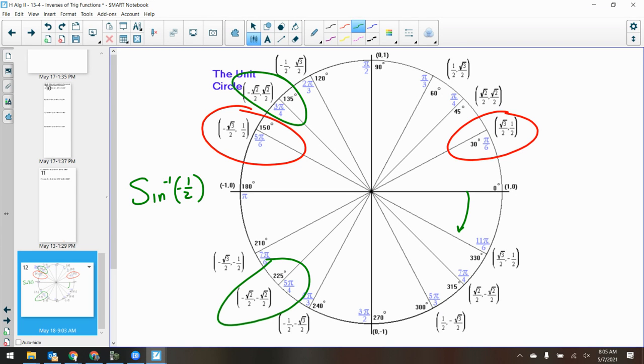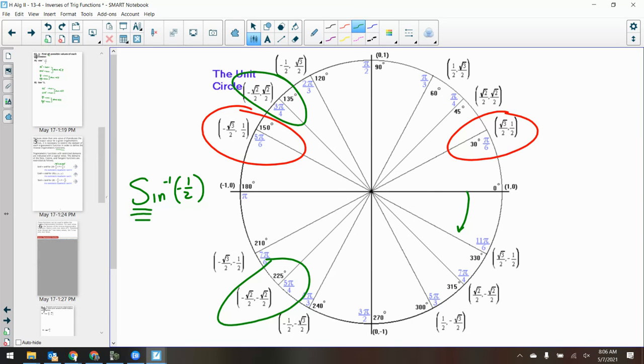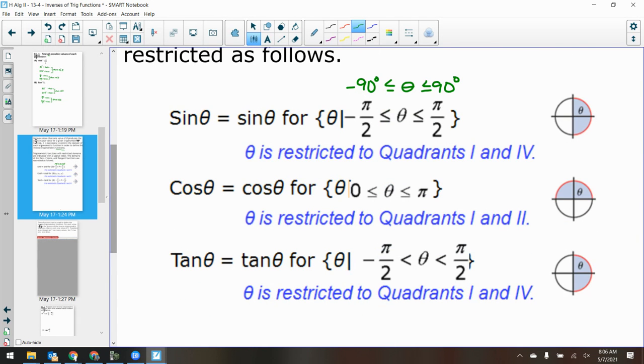Negative 30 degrees. Is negative 30 the same thing as 330? Yeah. Does negative 30 fall within my domain of negative 90 to positive 90? Yes. Okay. So once you use that capital S sign, you restrict the domain. Now, the tricky part is the restrictions on the domain change for each trig ratio.